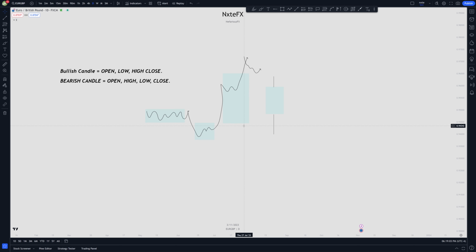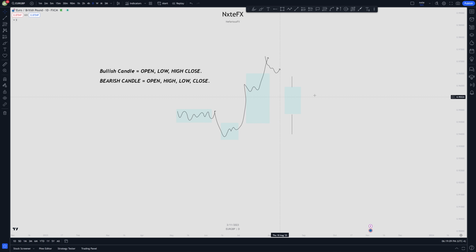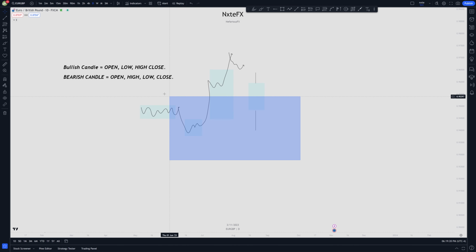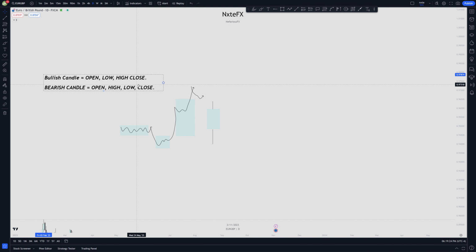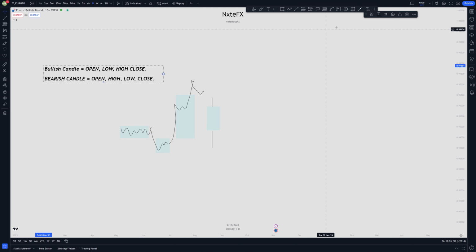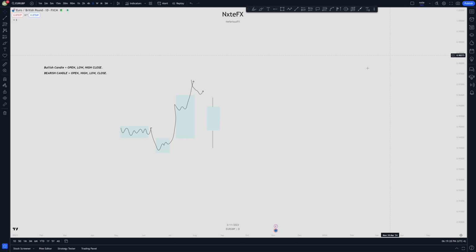Same thing happens in a bearish scenario. Now if we know how this operates, we can know how our daily candle, our weekly candle, and our monthly candle, and so on, operate also. So we've got that there. I'll leave that there for now. Let me make this bit smaller. 28's a bit too big. We'll go 16.